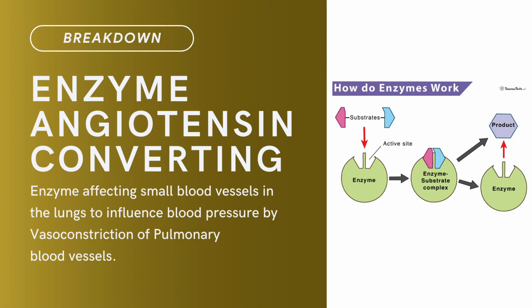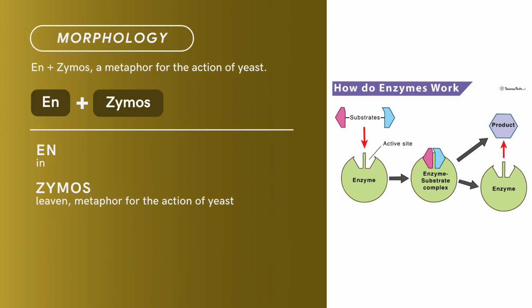Compound term, angiotensin converting enzyme. The word in focus is enzyme. Brief definition, enzyme affecting small blood vessels in the lungs to influence blood pressure by vasoconstriction of pulmonary blood vessels. Term morphology, compound of en plus zymus. En means in, zymus means leaven. It's a metaphor for the action of yeast. There you have it, compound term, angiotensin converting enzyme.